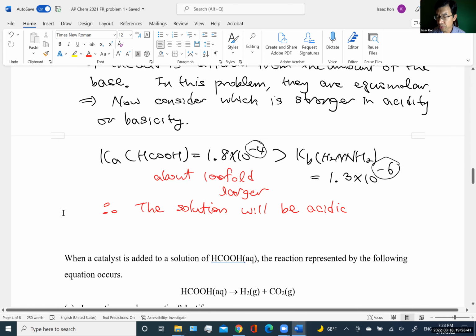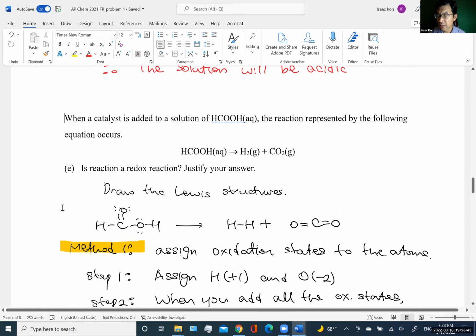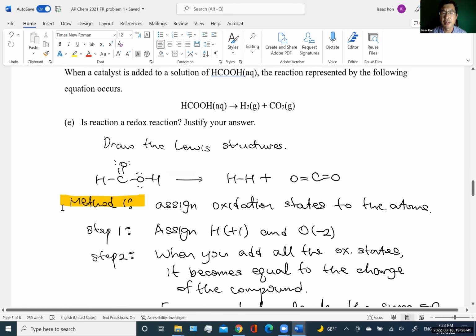Now let's move on to the next problem. Now it is combining this problem with the gas equation. When a catalyst is added to a solution that contains this methanoic acid, a reaction represented by the following equation occurs. Methanoic acid is dissociated to form gas molecules. A lot of gas will be bubbling out of the solution: first, hydrogen gas and carbon dioxide.